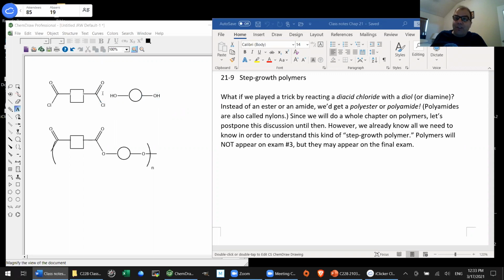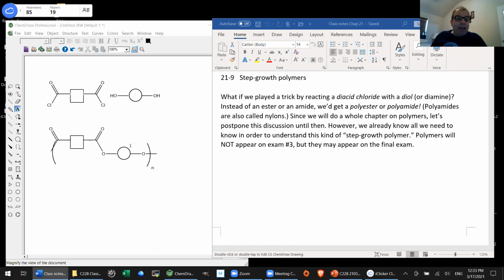There is an acid chloride on the other side that will find an alcohol and make an ester. This alcohol will find another acid chloride and make an ester, and on and on and on. You see where this is going. We'll get a polymer chain. This will keep growing arbitrarily long. Obviously not infinitely long. It will eventually end because you'll run out of materials.